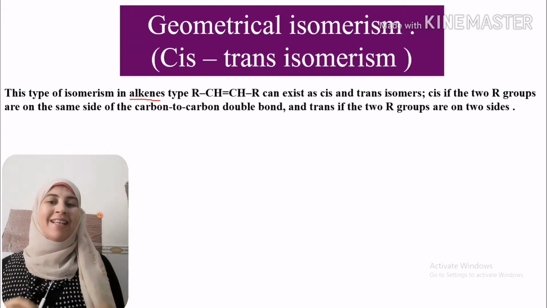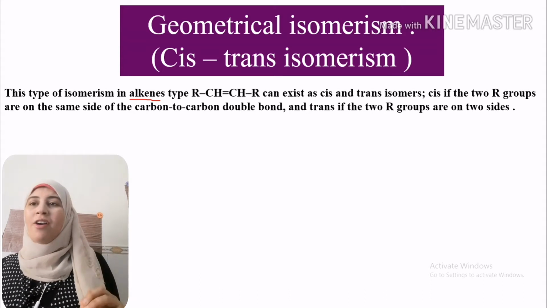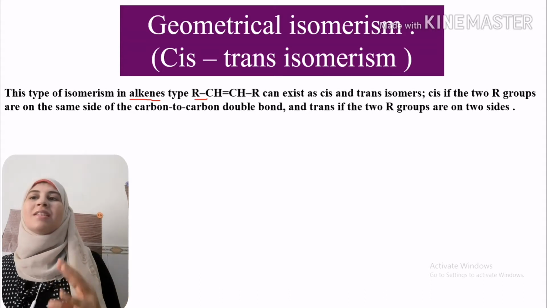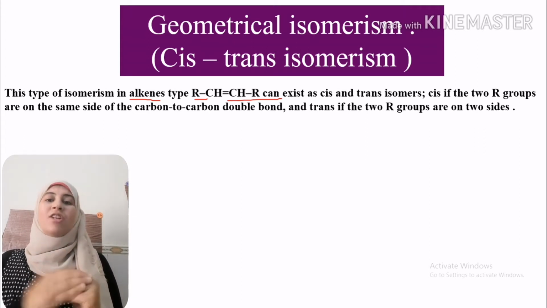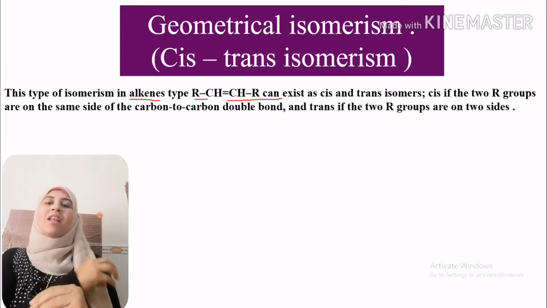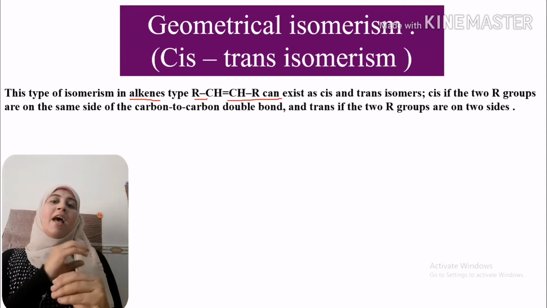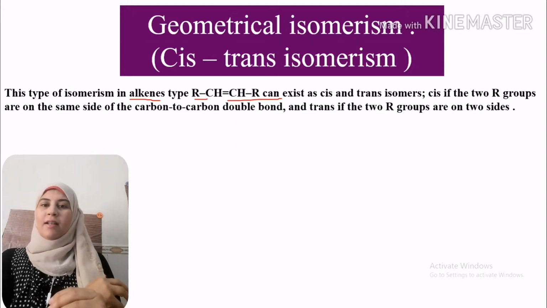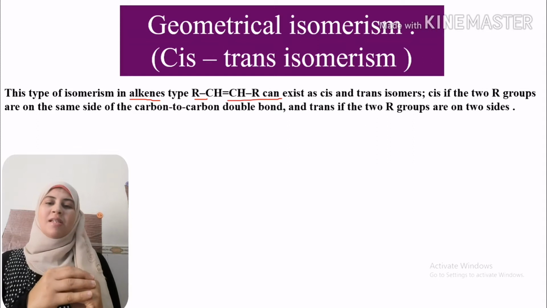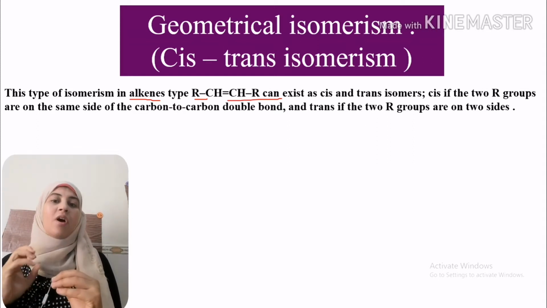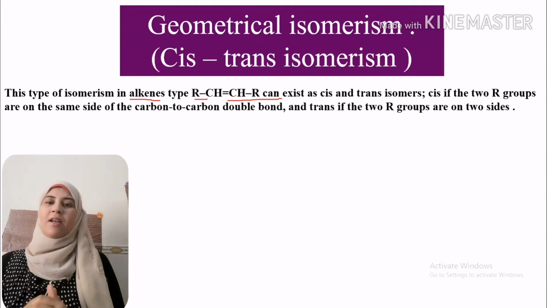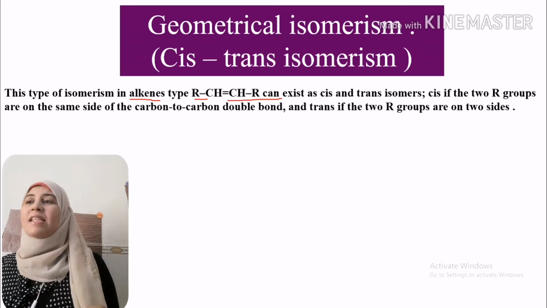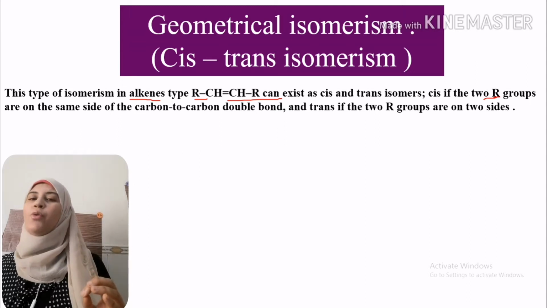The structure of our alkene must be RCH=CHR. So we have a carbon atom attached to a hydrogen atom and an alkyl or aryl group, okay? And the other carbon is the same, attached to a hydrogen and an alkyl or aryl group. Aryl group is the phenyl ring, the benzene ring, okay? It exists as cis and trans isomers if we have two R groups.